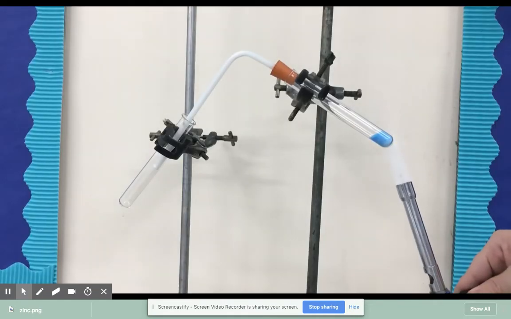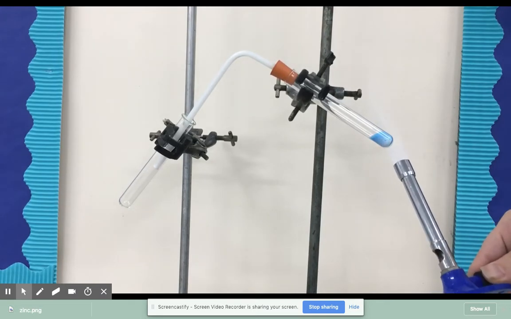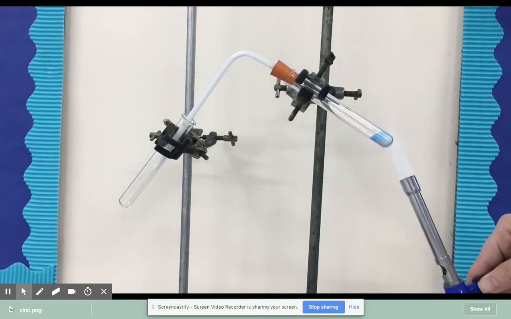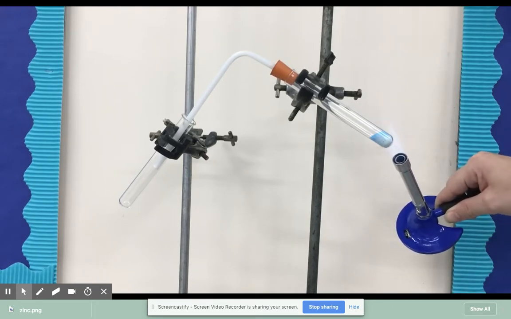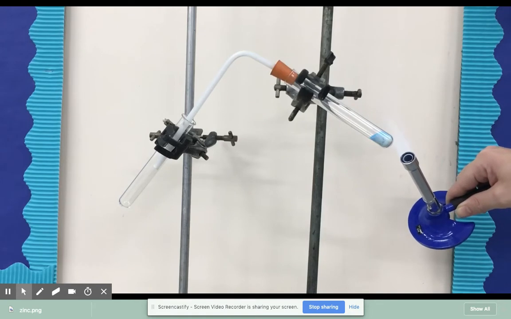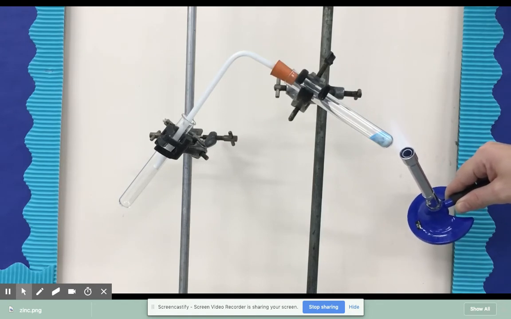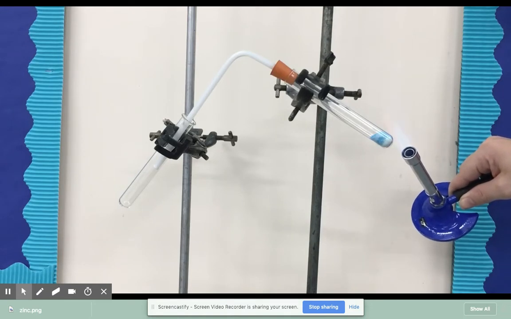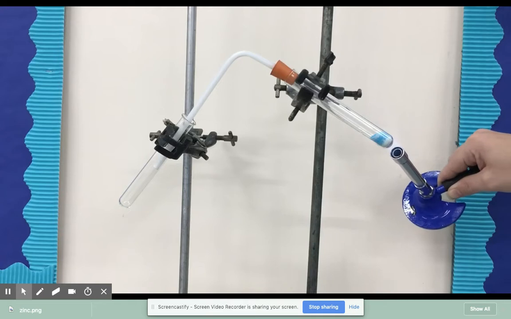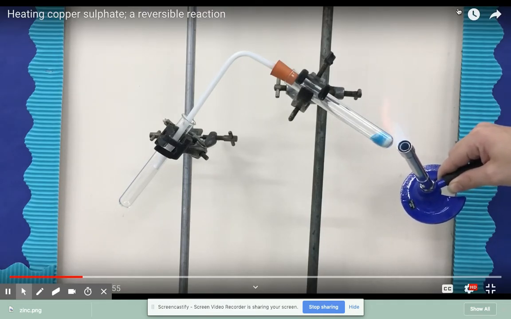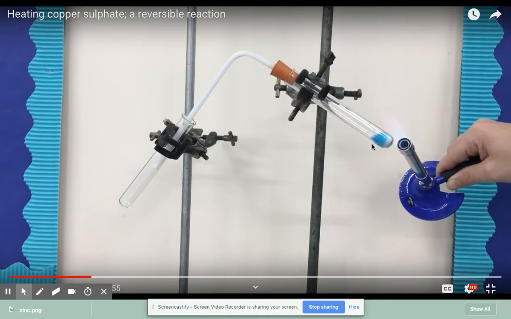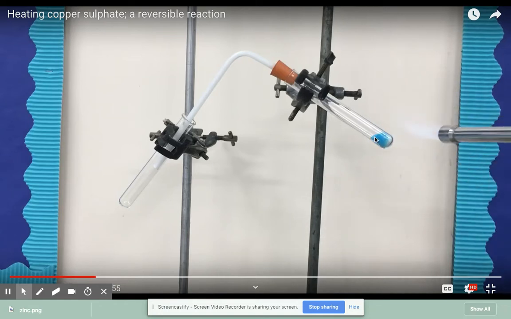So you can see that this is the same setup that we had in the picture in the PowerPoint. You can see the blue hydrated copper sulfate there. So for every 1 mole of copper sulfate, there are 5 moles of water. And you can see already, just by giving it a small amount of heat, that the blue color is starting to leave the copper sulfate and it is starting to go white. If we have a look here in more detail, you can see that the color change is happening.